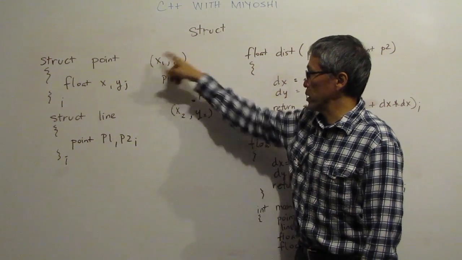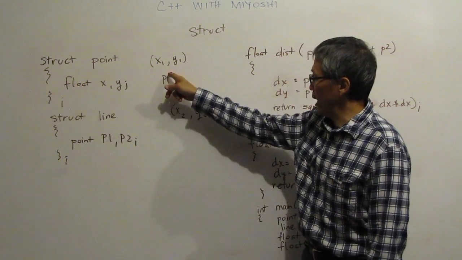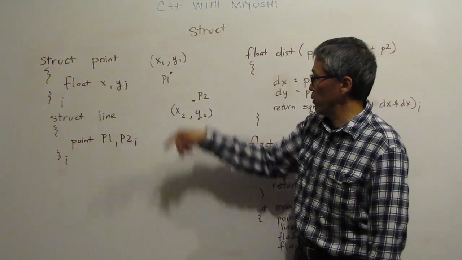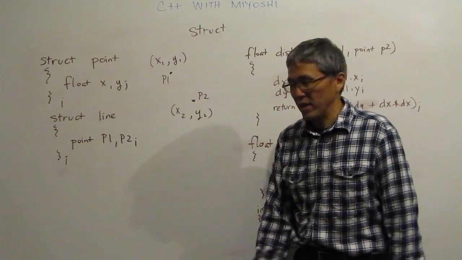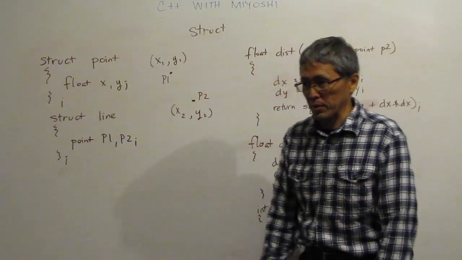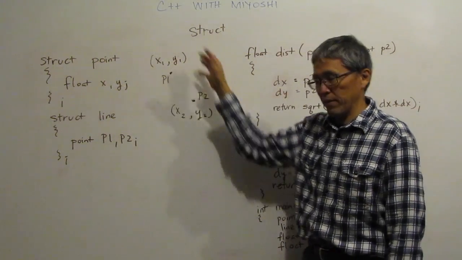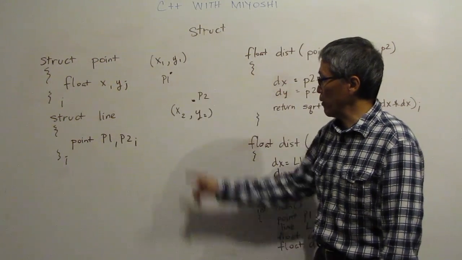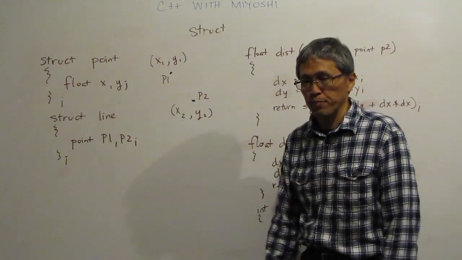But I have 2 points in here, P1 and P2. I know they have X1, Y1, X2, Y2. And you can't do these little subscript things in C++ or in programming, but I have them there just for illustration purposes, and I want to find the distance between the 2 points.